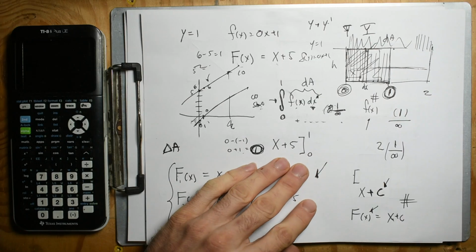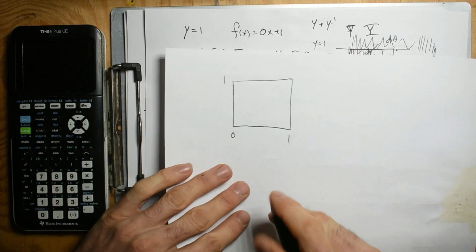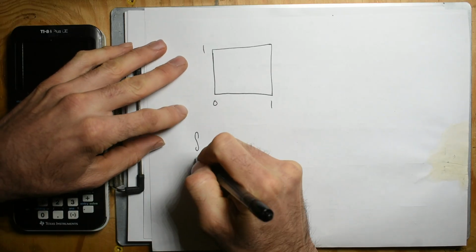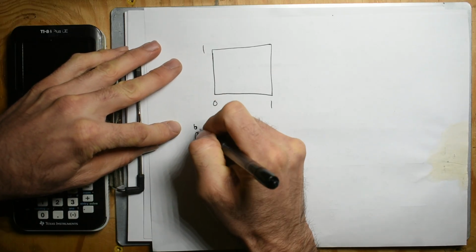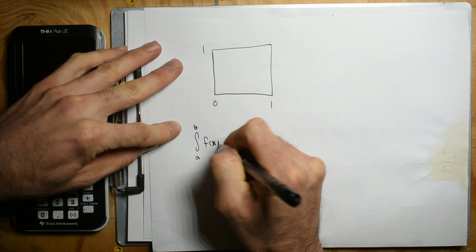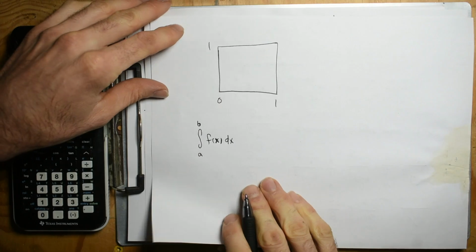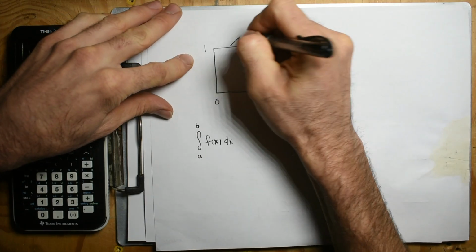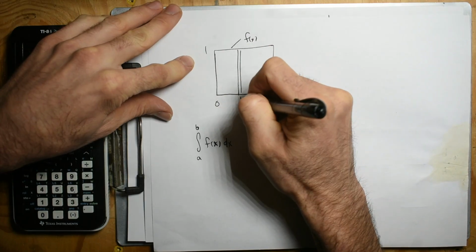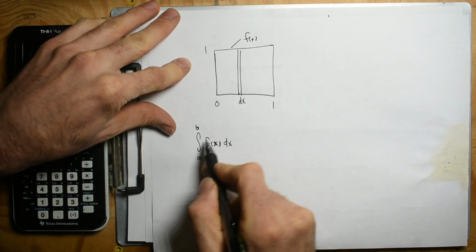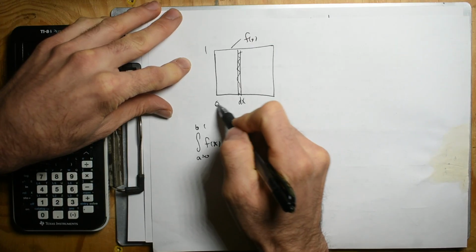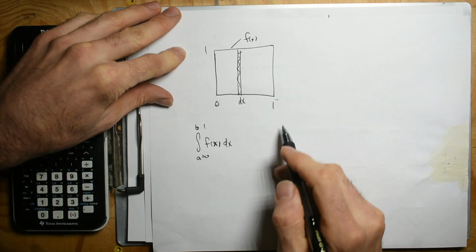And that's going to be where you have an integral between a and b of a function f of x dx. So here's our function f of x, here is our dx slice, and then we're going to sum all those slices between 0 and 1, and that's going to give us the area of this.